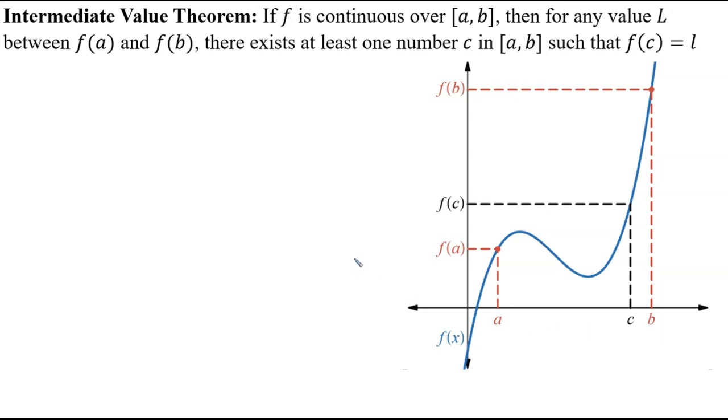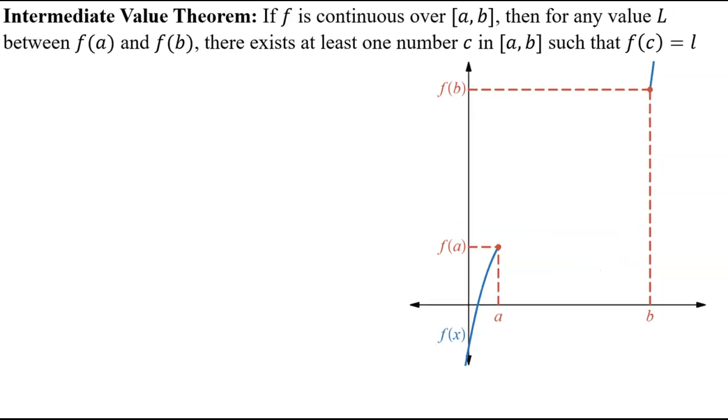Then for any value L between f of a and f of b, there exists at least one number c in a to b such that f of c equals L. In other words, I can pick any value on this y-axis between f of a and f of b, and I'm going to have at least one c value between a and b that gives me that y value out. At least one. As you can see, there are some spots where there'd be several. But I'm guaranteed at least one by the intermediate value theorem.